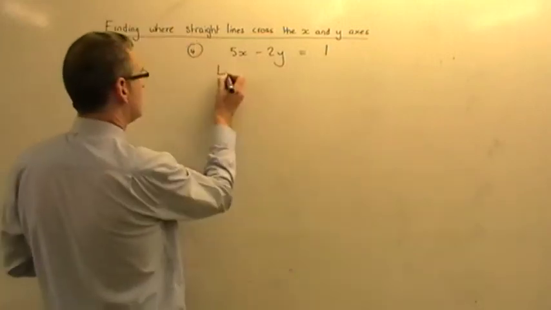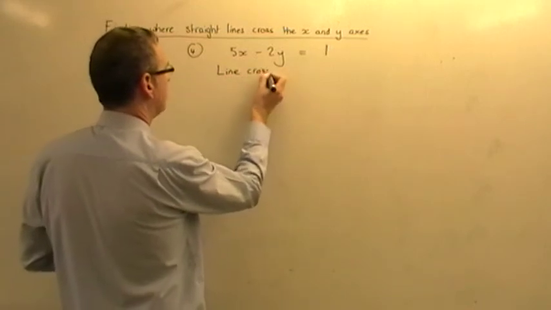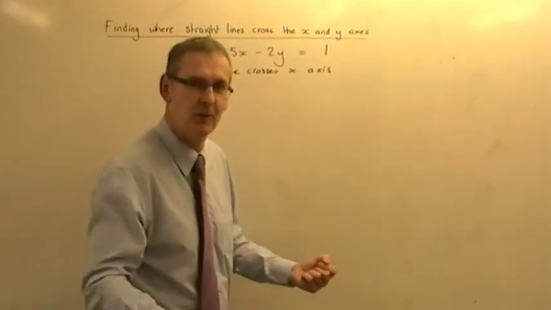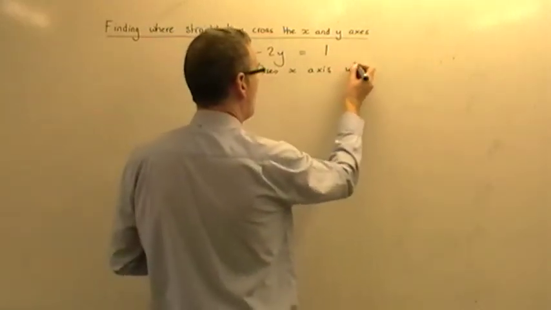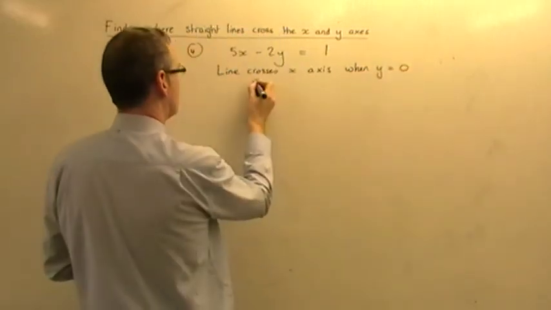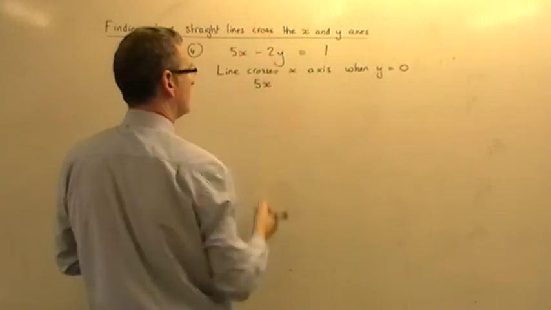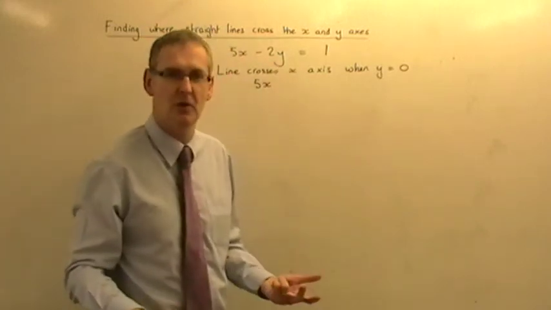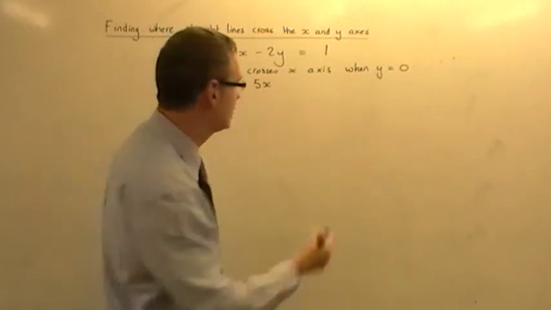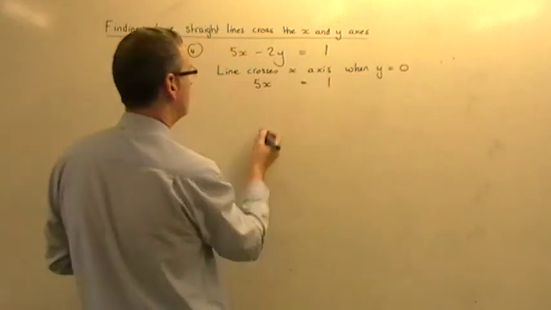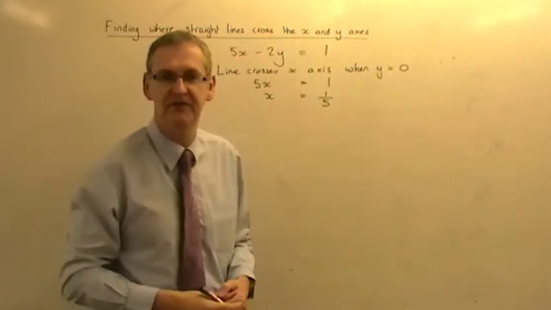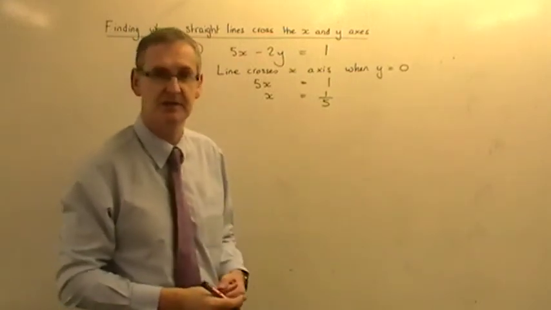What I'm going to say is that the line crosses the x-axis. I'll do x-axis. It doesn't matter whether you do x or y first. The x-axis when y equals 0. So, look at this. 5x minus 2 noughts. Well, 2 noughts are 0, so that doesn't change anything. That becomes nothing there. So I'll just get 5x. And that will be equal to 1. Divide by 5, so divide that by 5. So there you go. x equals 1/5 is where it crosses the x-axis.